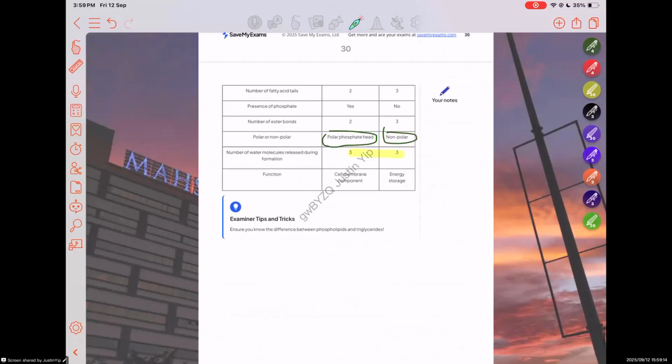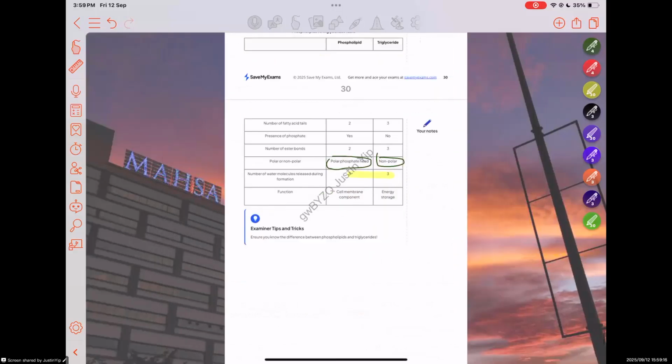So we are done. Today we did a lot. We covered carbohydrate and protein. So this part is okay? Yeah.